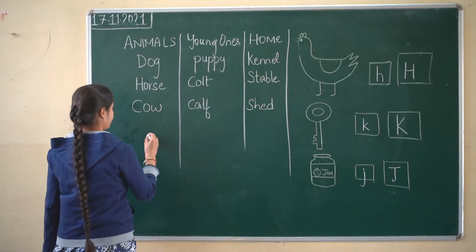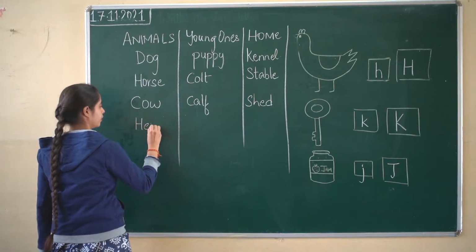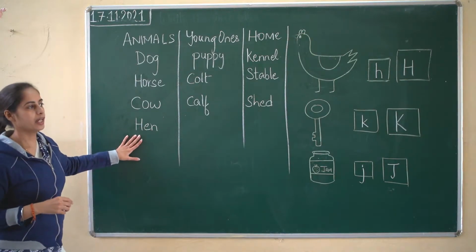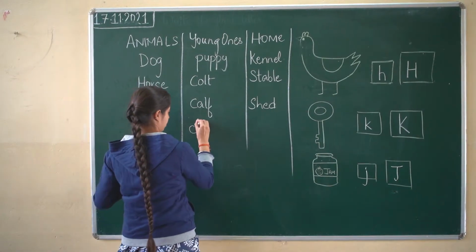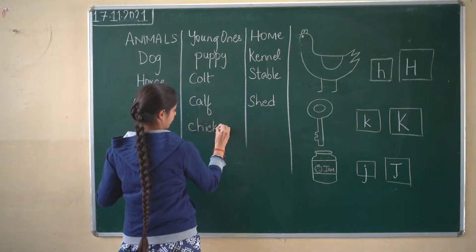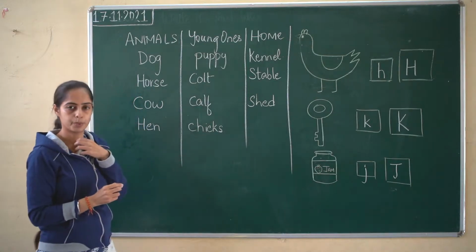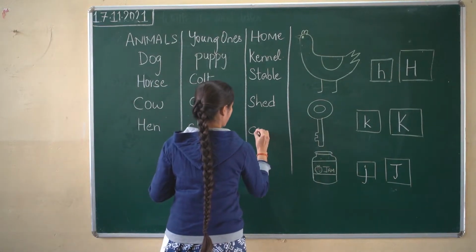Then we have hen. Now the baby of a hen is chick. The baby of a hen is chick. And where do the hen and the chicks live? In a coop. Where do they live? In a coop.